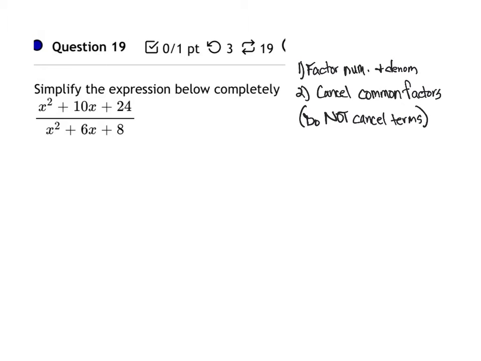With this problem, we're simplifying the expressions, so we want to factor everything. So we're going to factor the numerator and the denominator, and then we're going to cancel common factors.